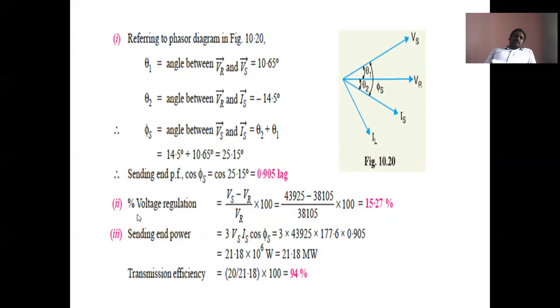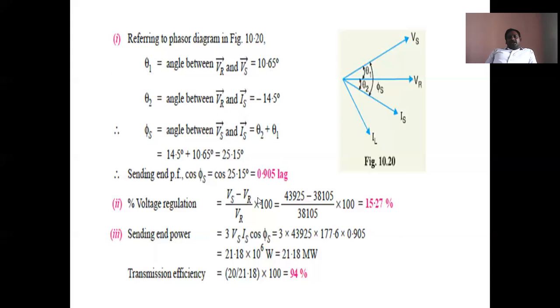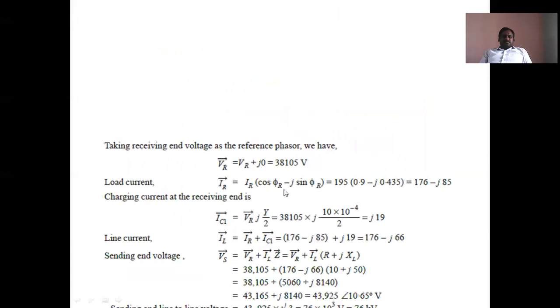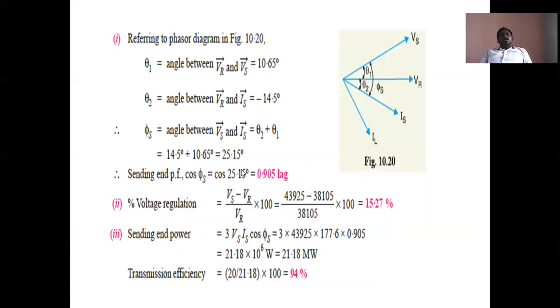And finally percentage voltage regulation is (Vs minus VR) by VR into 100. So then Vs is 43,925 minus 38,105. 43,000 means it is a phase value, not line to line value. Percentage voltage regulation is calculated on a per phase basis. At the starting class, we discussed the short transmission line. Receiving end voltage is also a per phase value, like this 38,105. Only the line value is calculated for the transmission efficiency.